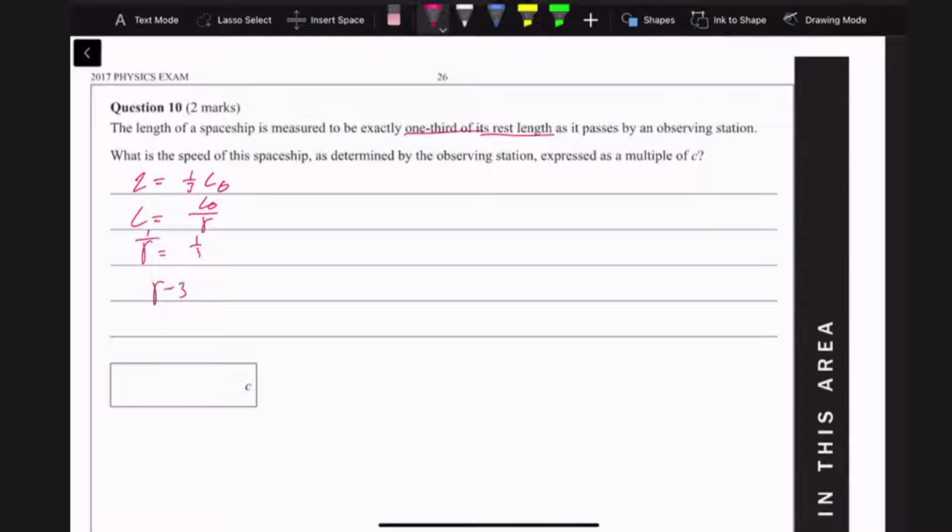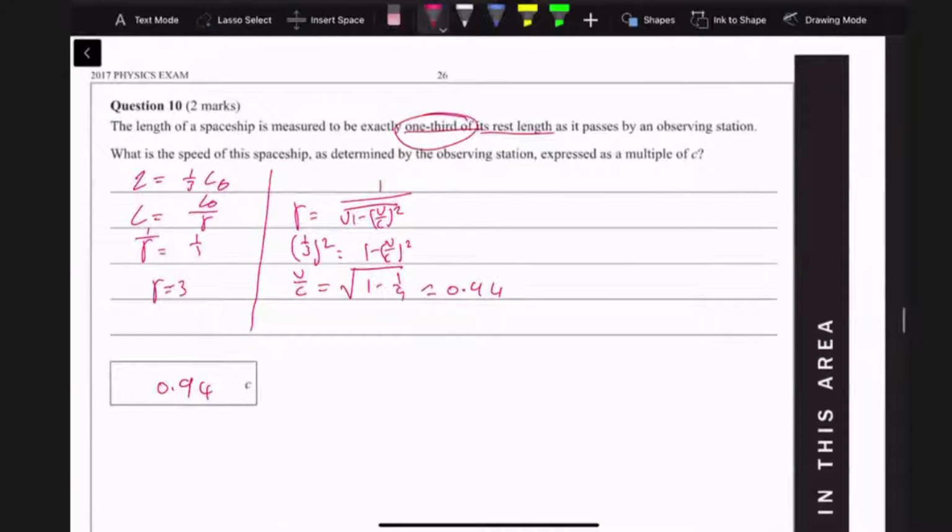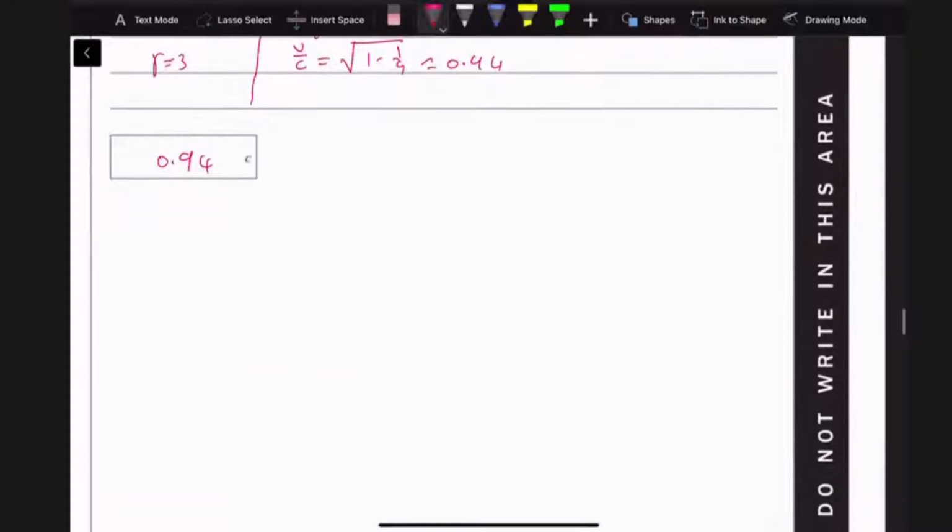So gamma is 3. And then to figure out speed, we know that this is 1 on square root of 1 minus v squared on c squared. So 1 on 3 squared is 1 minus v squared on c squared. So v on c is square root of 1 minus 1 on 9. And that comes out to 0.94. Yeah, sig figs here, it depends what value. No, it doesn't really matter what c is, I guess, because we're just finding the fraction. But because they worded it, they said 1/3, I think we can use 2.